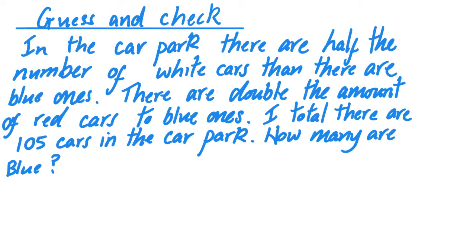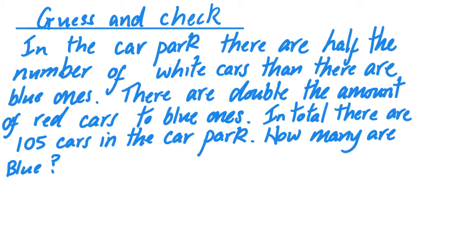In the car park, there are half the number of white cars than there are blue ones. There are double the amount of red cars to blue ones. In total, there are 105 cars in the car park.